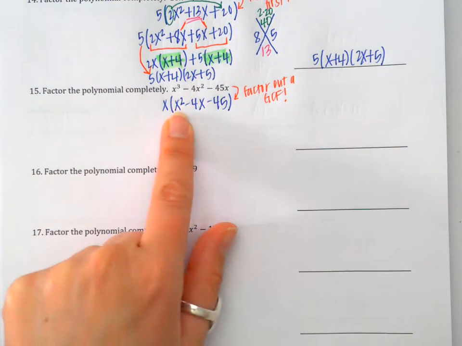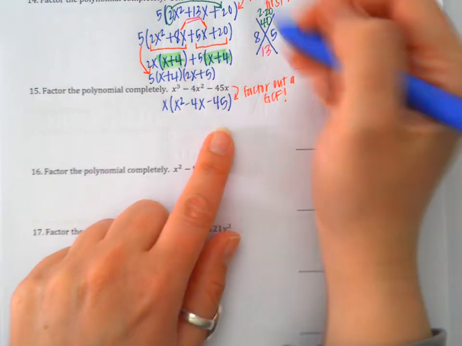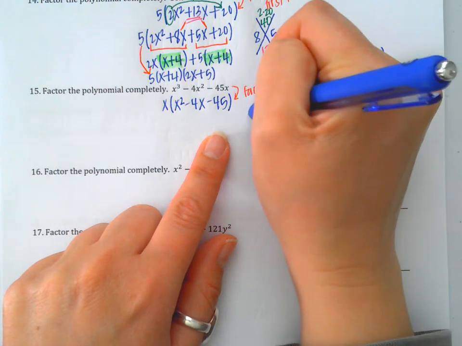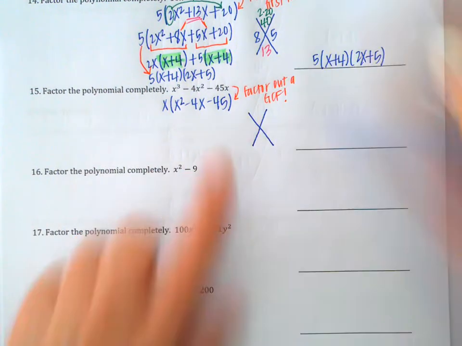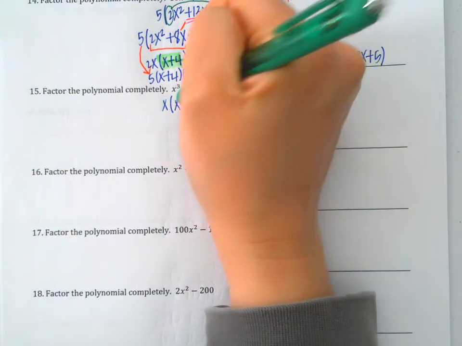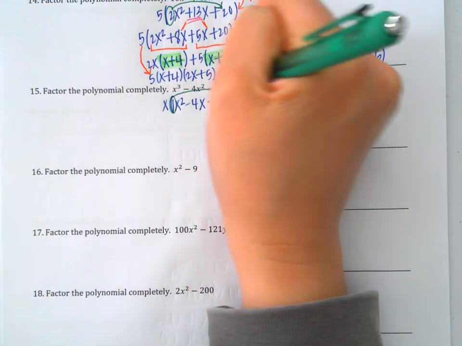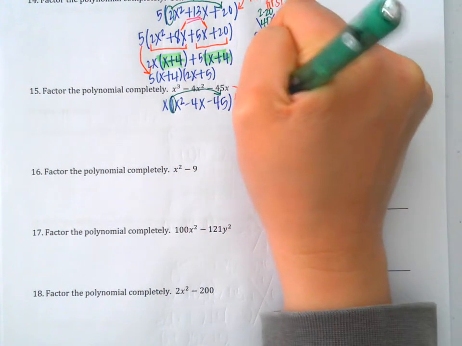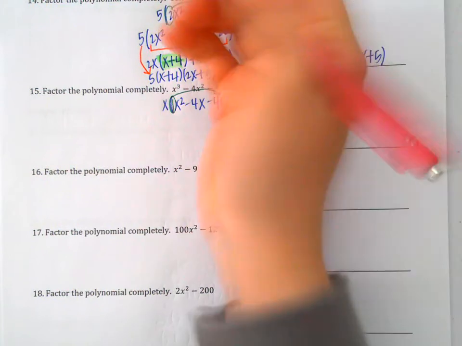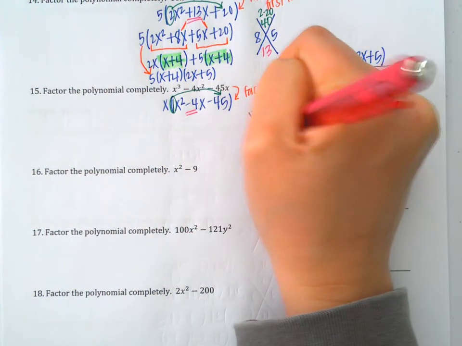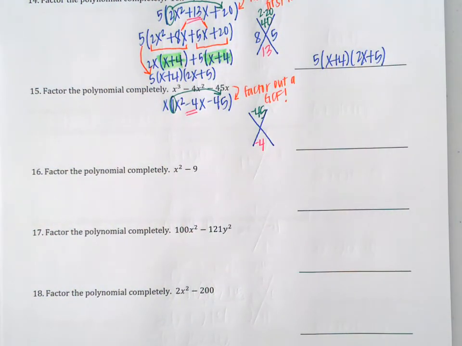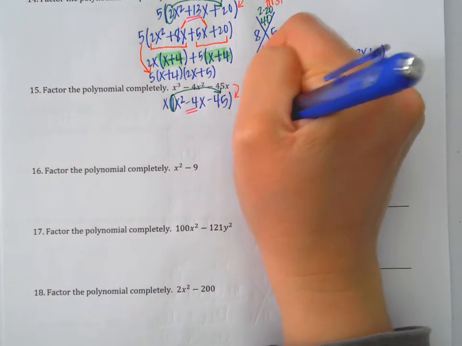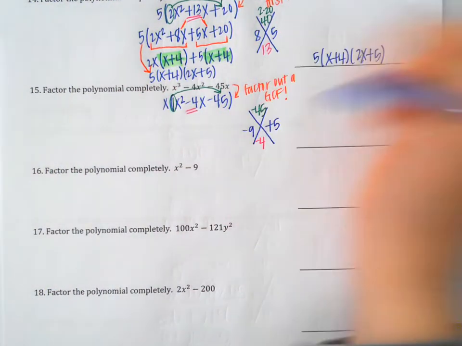And then I have now 3 terms. So I have a trinomial. And a is equal to 1. So that's nice because then I can use my shortcut. 1 times negative 45 is negative 45. And my b term is negative 4. So I'm thinking what two numbers multiply together to get me negative 45 and add to get me negative 4? Well, that's going to be negative 9 and positive 5.